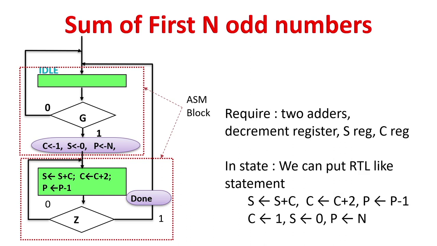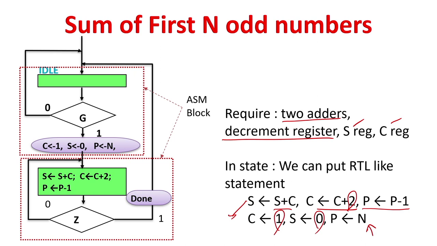And clearly in this case, we require two adders, 1 and 2, a decrement register, this is decrementer 1, and two registers, the S register and the C register. Okay, and two constants, this is a constant, this is a constant, and this is again loading, and this is input from the external world. And what is the output? S is the output to the external world.